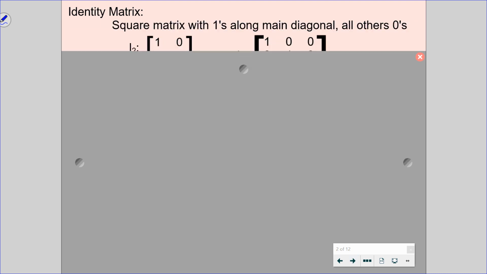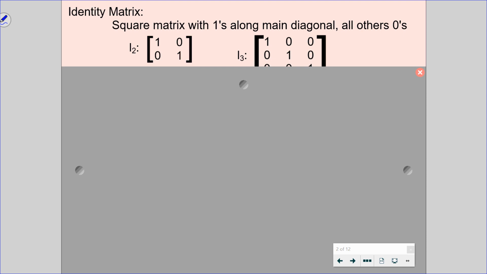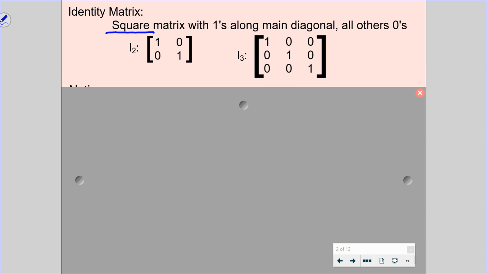Well, the actual definition for an identity matrix is a square matrix, which is the important first start, that it's a square matrix, a 2 by 2, a 3 by 3, a 4 by 4, with ones along the diagonal, and all others are zeros. So you'll notice the two square matrices that I have is an I2 matrix, which means it's a 2 by 2, or an I3 matrix, which means it's a 3 by 3. Now, one thing is these are not augmented matrices. Okay? That's an important piece of information.